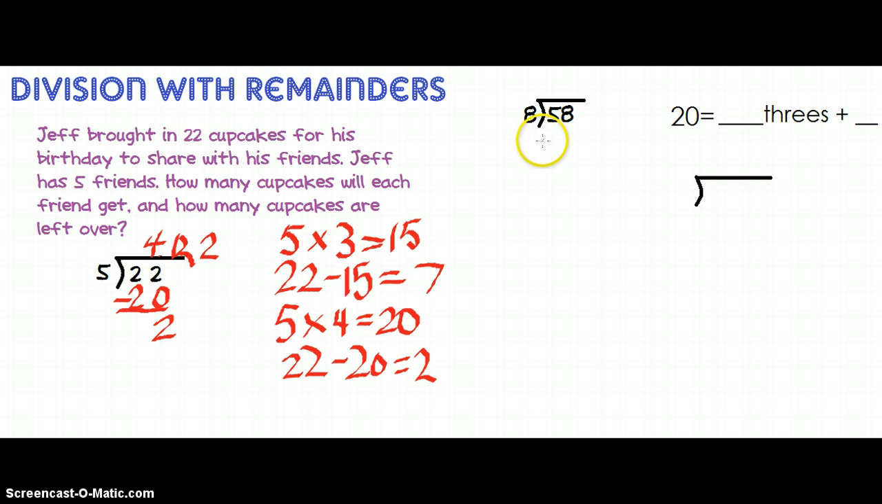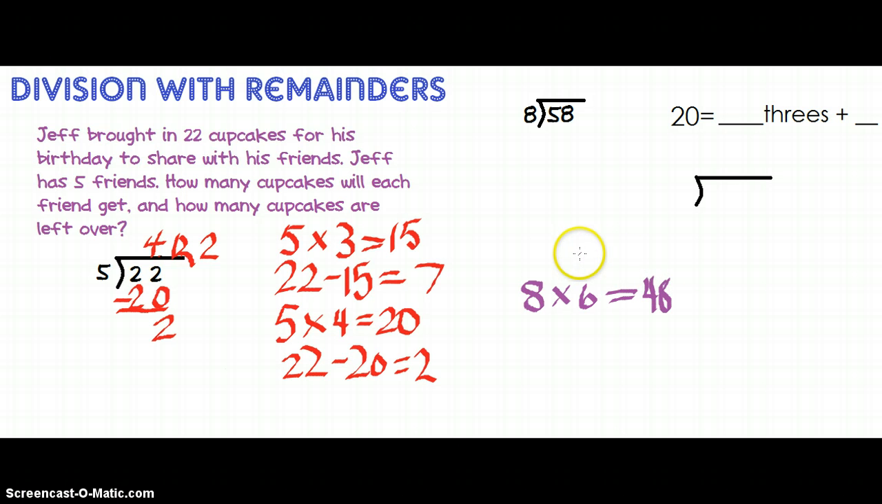Let's look at this next problem. I have 58 divided by 8. Basically what I'm trying to do is put my 58 into 8 equal groups, and figure out how many I have left over. So, the first thing I'm going to do is make a good guess. I'm going to guess that I can put 6 in each group. 8 times 6 equals 48.